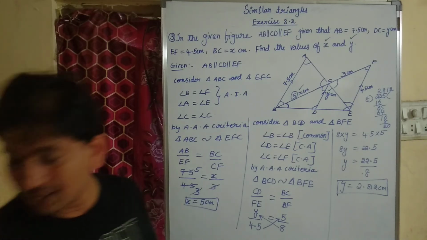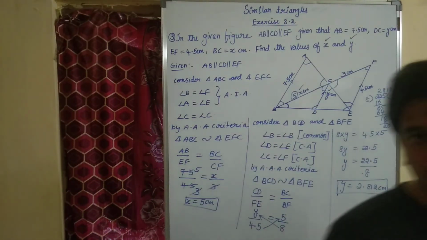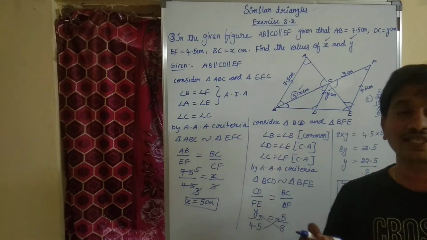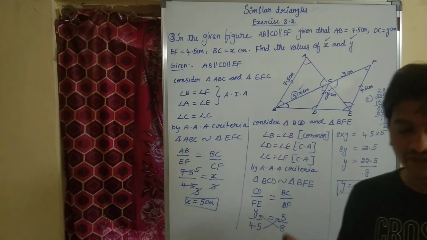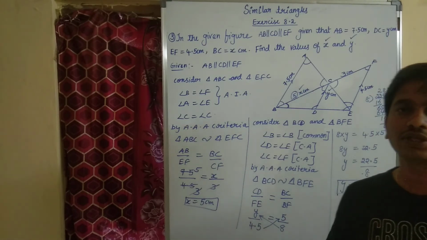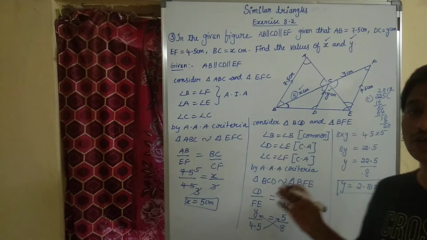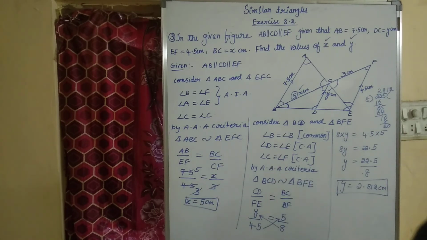This question was asked in March 2015, which is also one of the most important problems in exercise 8.2. Third question and seventh question are the important questions. From the seventh question they may ask 4 more questions. From the third question they may ask 2 more questions. Okay children.